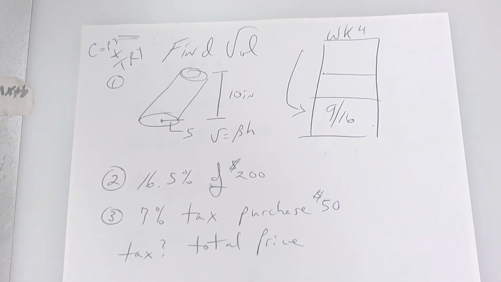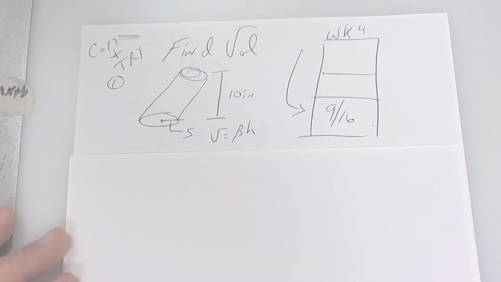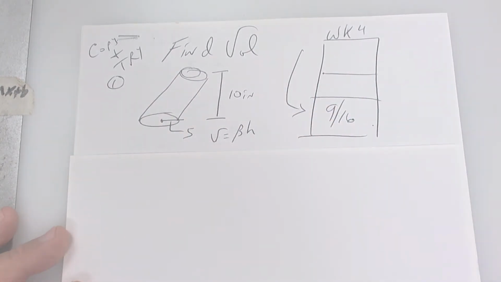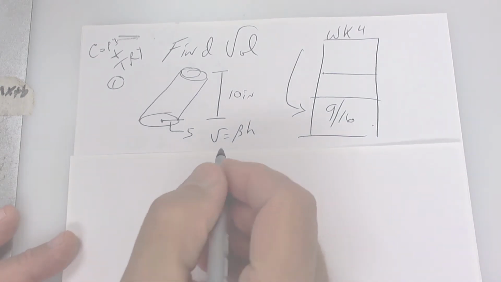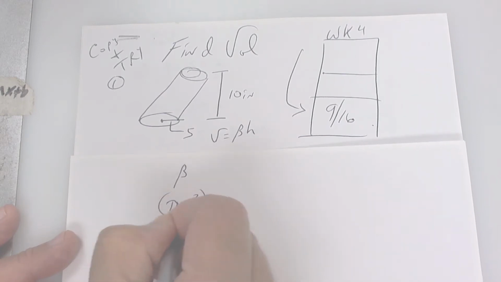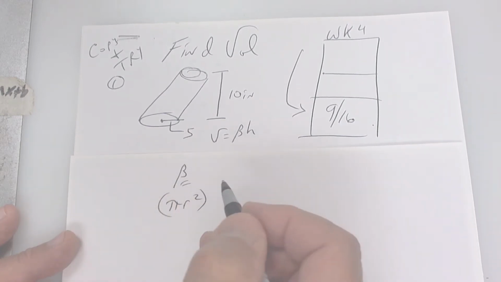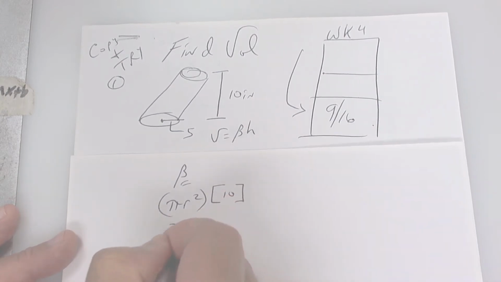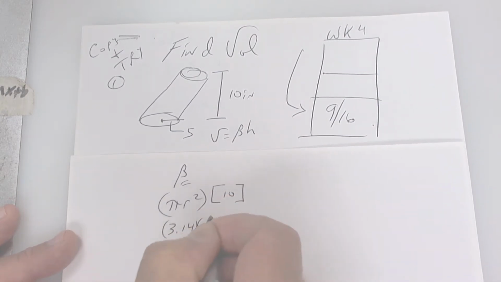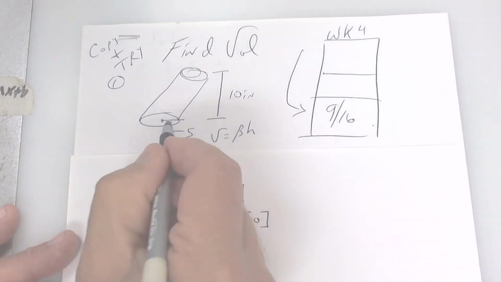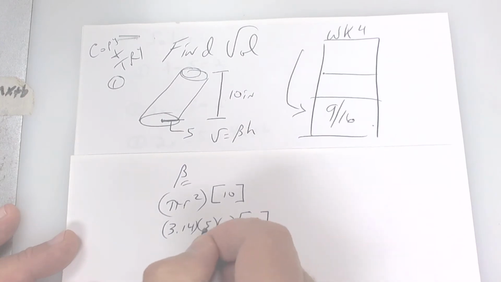Copy and try. This is called an oblique cylinder, oblique because it's leaning, but it's still the same formula, believe it or not. So the base, big B, is pi radius squared. That's the area of the base times the height. The height is 10. Pi is 3.14. The radius you're going to write twice. And in this case, the radius is 5. So it's 5 times 5.